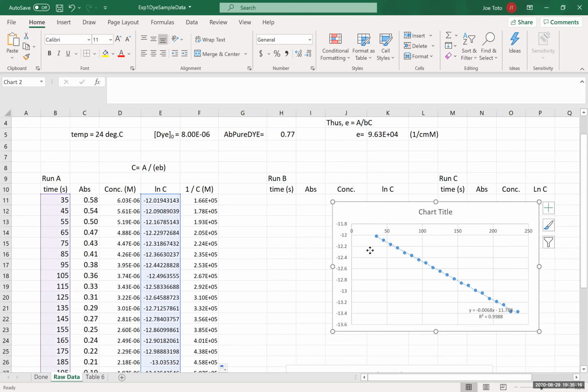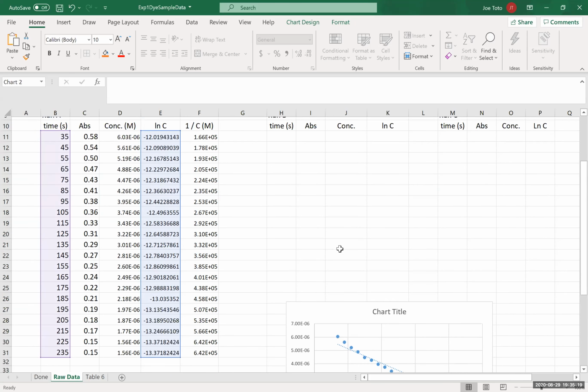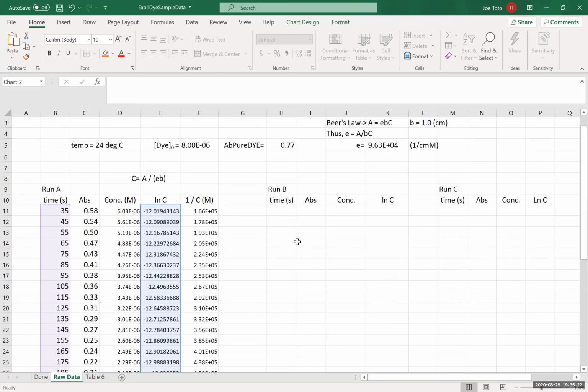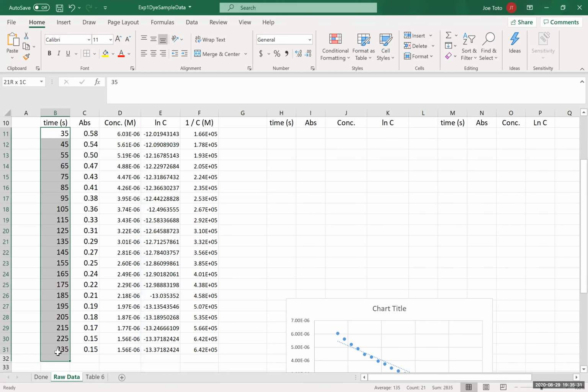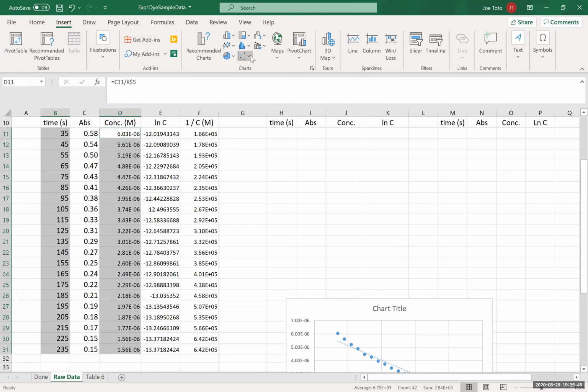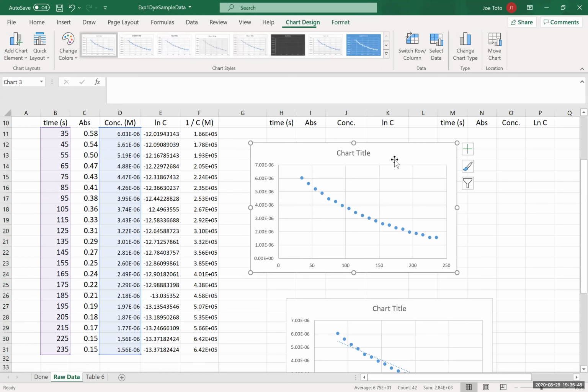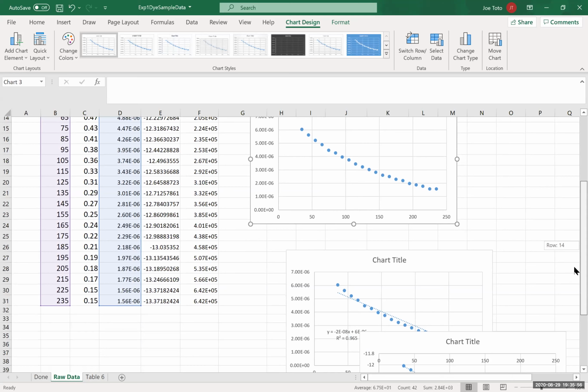So for this one, the first thing we can do is plot the time versus concentration to see what we get. So there's my concentration. I'm sorry, that's my time. I hit control, and then I can click this in Excel, and then I can go to insert scatter plot, and there I have my concentration versus time. You see its curvature, and so that's no good.